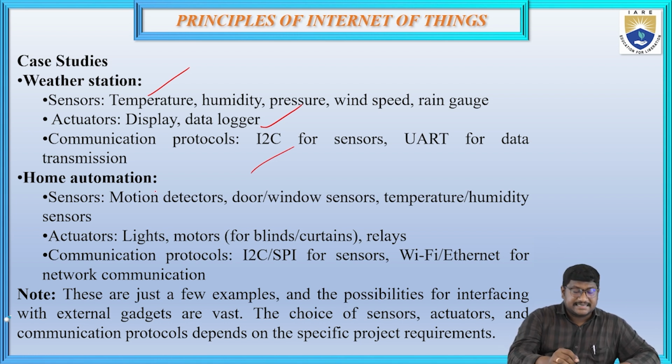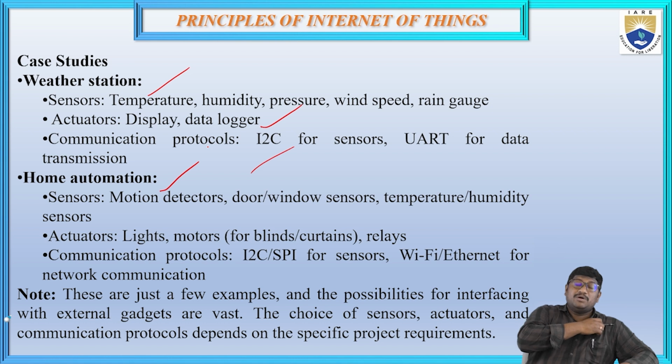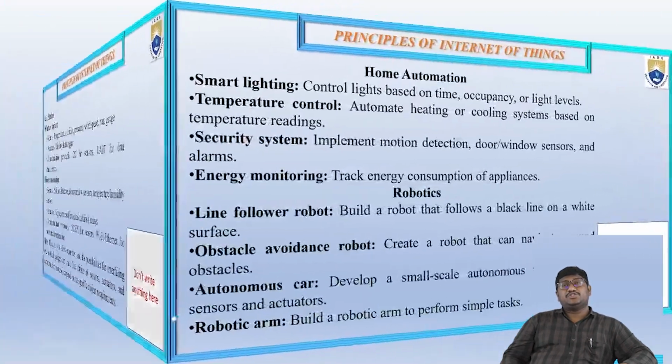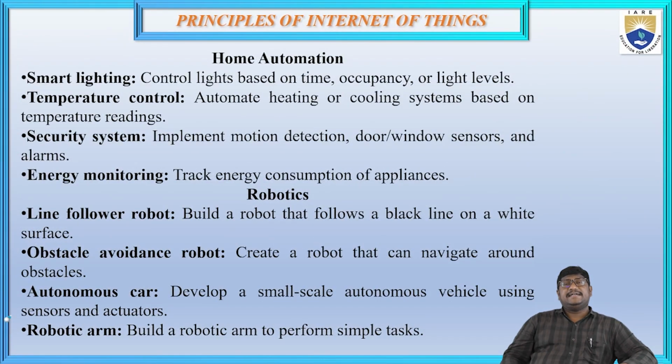And coming to the second case study, home automation. In home automation, the sensors are motion detectors, door or window sensors, temperature or humidity sensors. Coming to actuators, lights, motors, or relays, whatever you can call them. And coming to communication protocols, I2C or SPI for sensors and Wi-Fi or Ethernet for networking communication. This is about home automation. And there are some more things which have to be discussed for making an advantage for you.